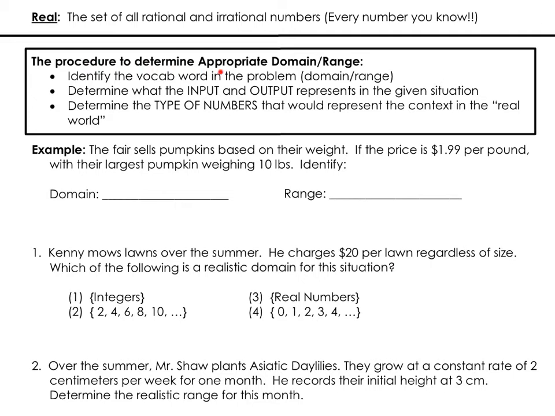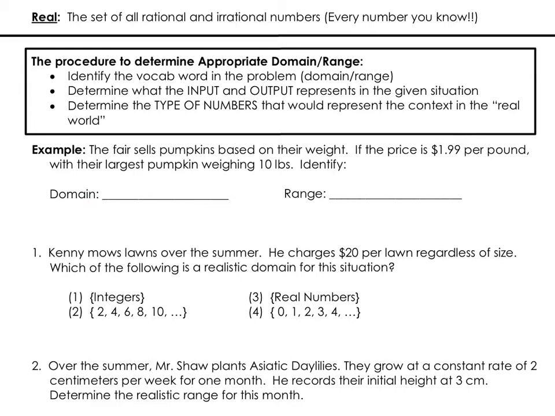So the procedure to determine appropriate domains and ranges: we want to identify the vocab word in the problem, whether they're talking about domain or range, and then determine what the input and output represent in the given situation. Then we can determine the type of numbers that would represent the context in the real world. So for example, the fair sells pumpkins based on their weight. If the price is $1.99 per pound, with the largest pumpkin weighing 10 pounds, identify the domain.